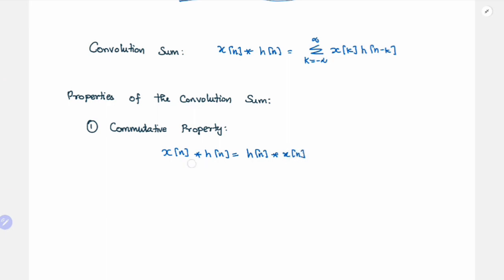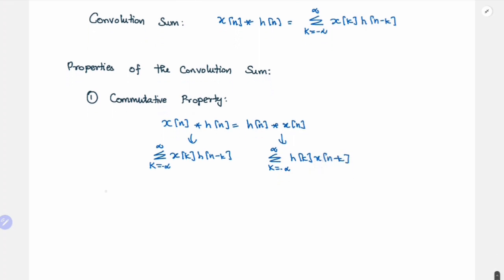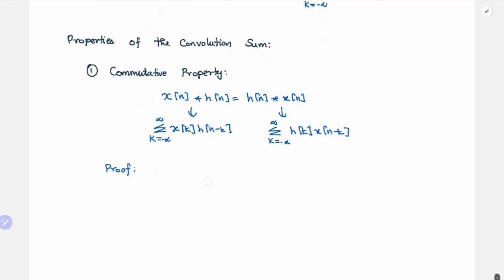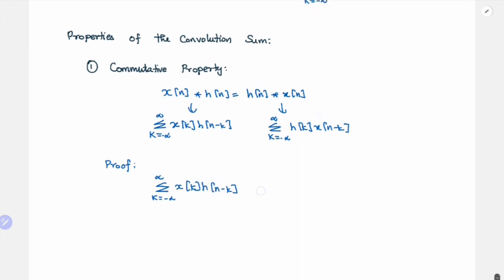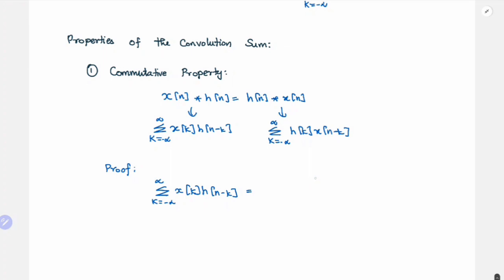So what is the difference in these both? This will give me summation k equal to minus infinity to infinity x of k h of n minus k, and this is going to give me summation k equal to minus infinity to infinity h of k x of n minus k. So let us prove this. It is simply proved by change of variables. So let me call a new variable r equal to n minus k. Then what happens to k? k is equal to n minus r.